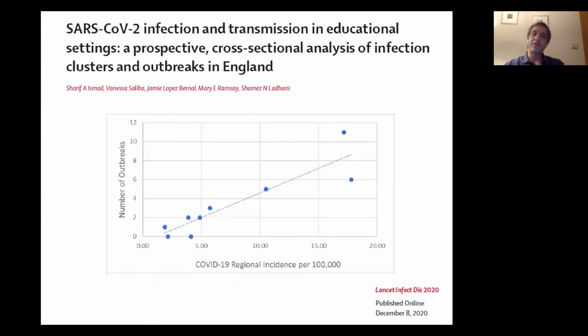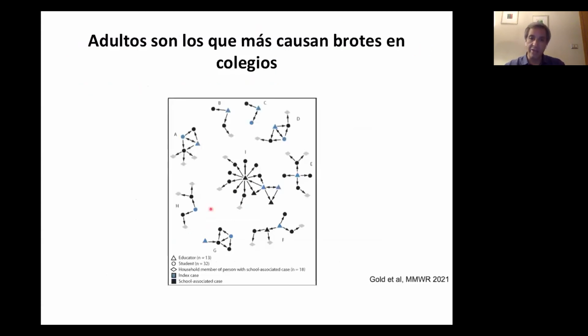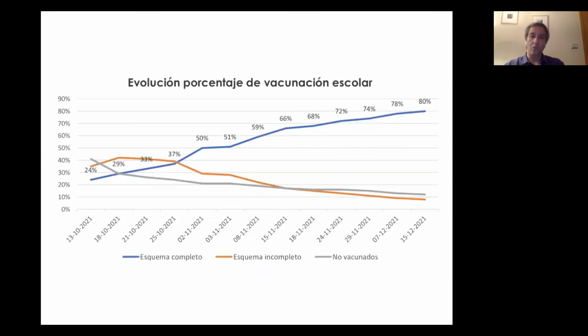This was also information from the United Kingdom, from the group of Dr. Shamez Ladhani, that shows that the impact of the schools on the community, that means how the schools produce an increase of COVID-19 cases in the community, is not observed as usual. The most usual is that the schools reflect what is happening in the community and not the opposite direction. Most of the times, the adults are the ones that cause the outbreaks at the school. And now, at the end of last year, more than 80% of our students in all the schools in the country have a complete scheme for the COVID-19 vaccine.